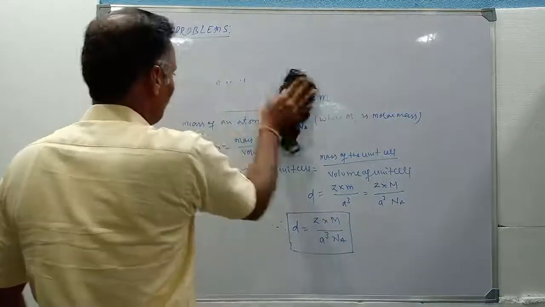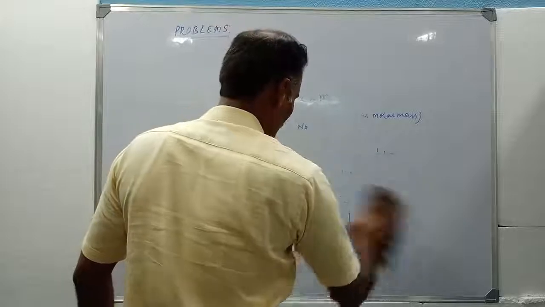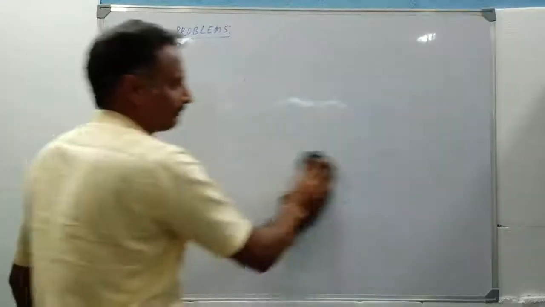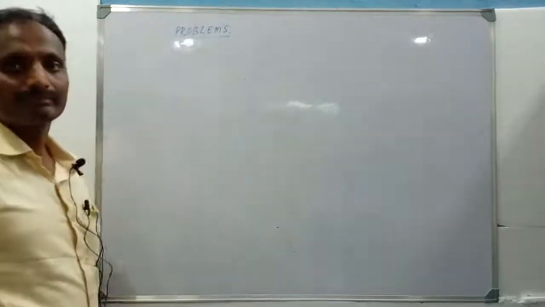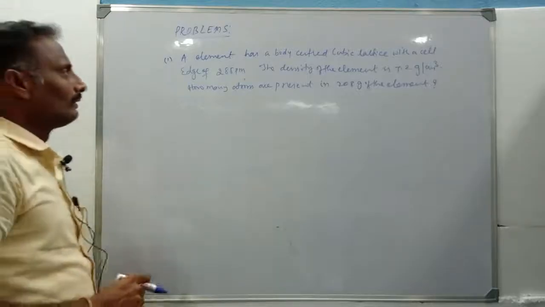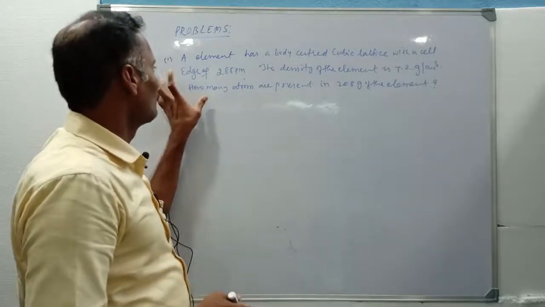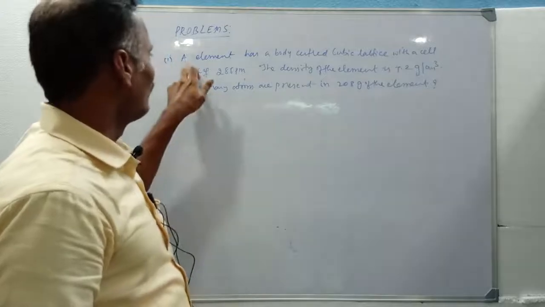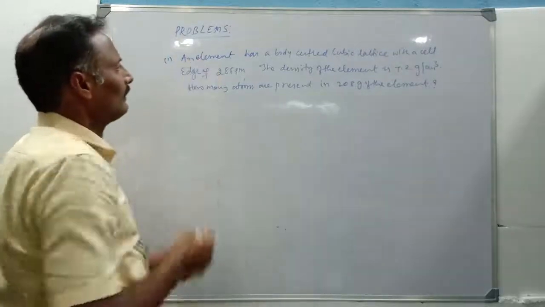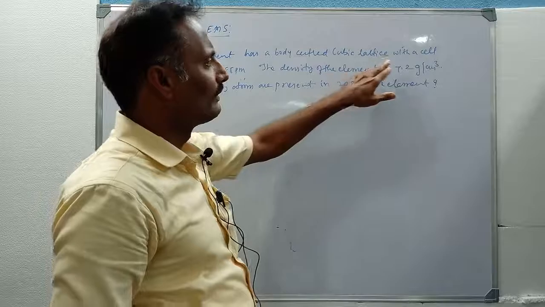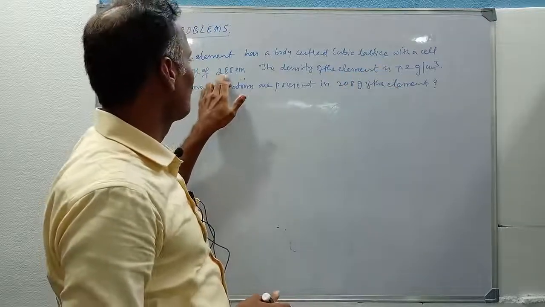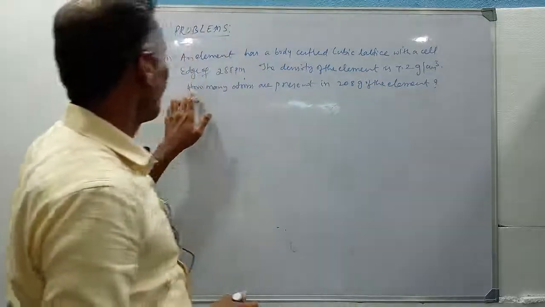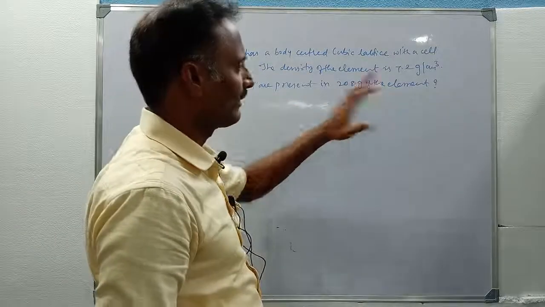Then let's go to problems based on density. Here is a numerical problem based on solid state, on density. An element has a body-centered cubic lattice with a cell edge of 288 picometers. The density of the element is 7.2 gram per cm cube. How many atoms are present in 208 gram of the element? This is the problem.